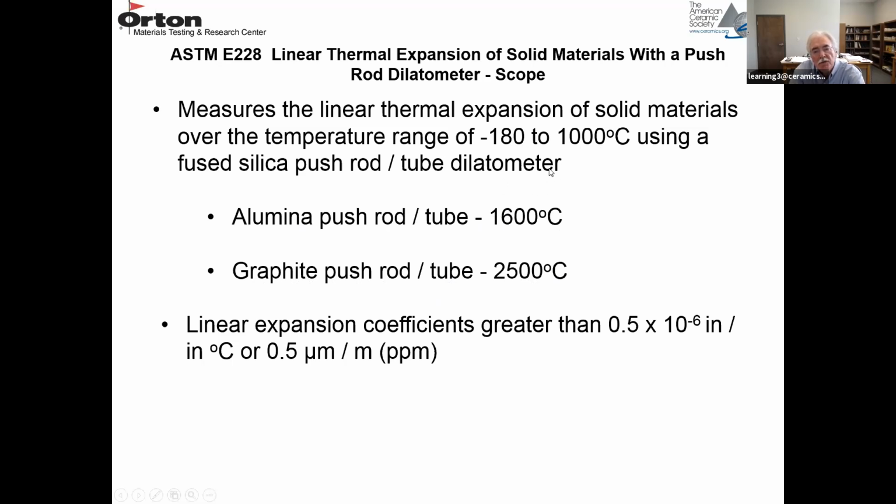Most of the pushrod dilatometers, you can measure thermal expansion greater than 0.5 times 10 to the minus 6. So that's the lower limit, or that's 0.5 parts per million. So this is the range where you have fused silica.